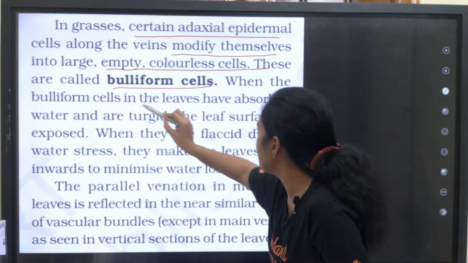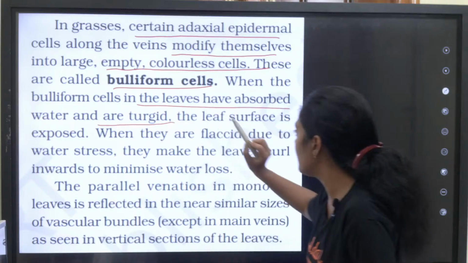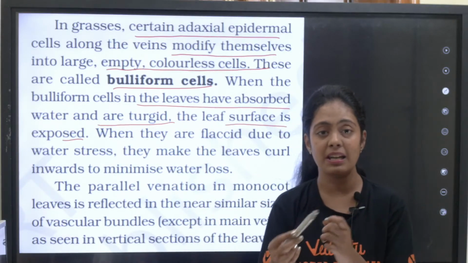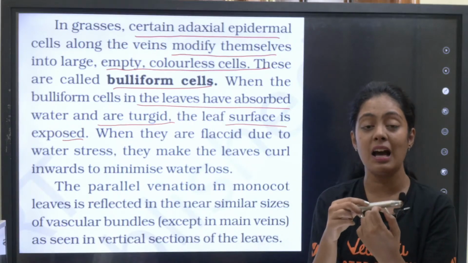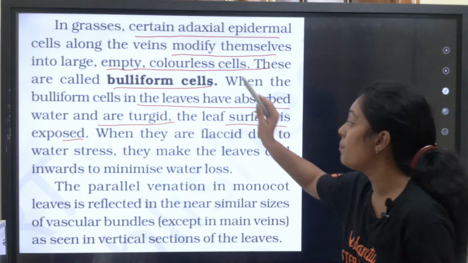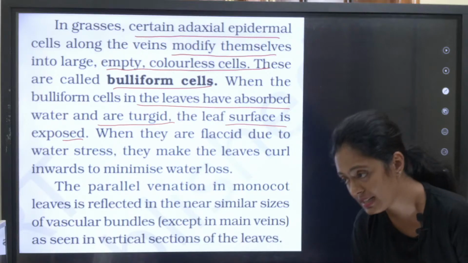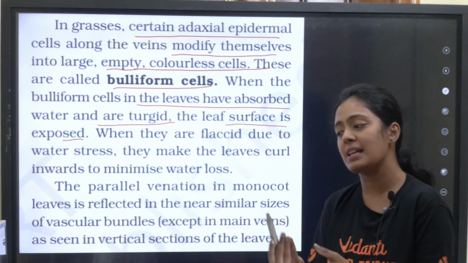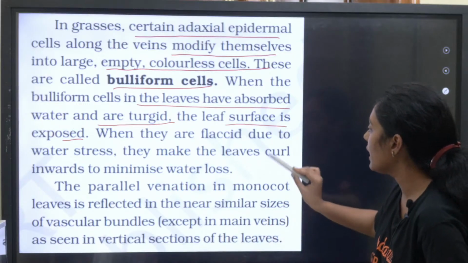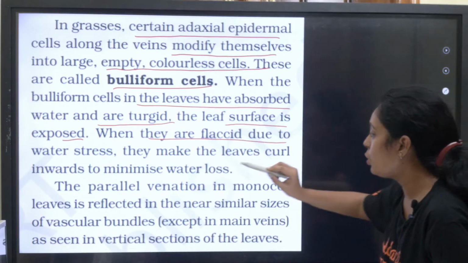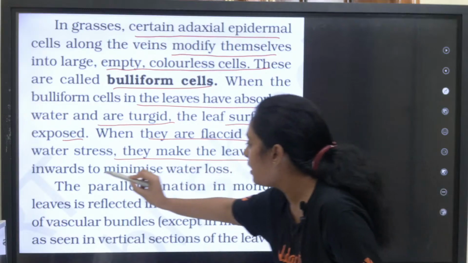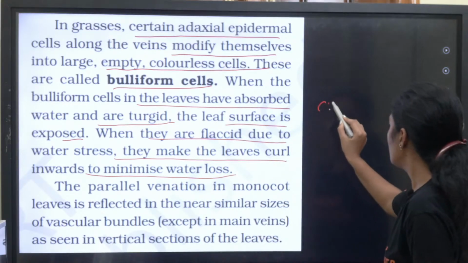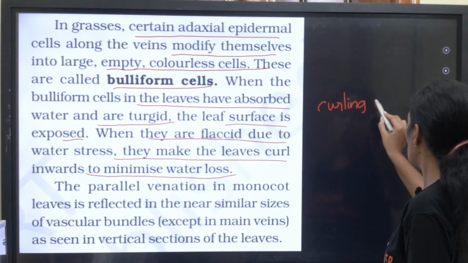When bulliform cells in the leaves have absorbed water and are turgid, the leaf is exposed. See, curling of leaves கேள்விப்பட்டிருக்கீங்களா? அந்த leaf வந்து உள்ள inner curling ஆகும். The curling of leaf is due to the presence of bulliform cells. Yes, adaxial is ventral and upper epidermis, abaxial is lower. Yes, very good. Okay, when they become flaccid due to water stress, they make the leaves curl inwards to minimize water loss.